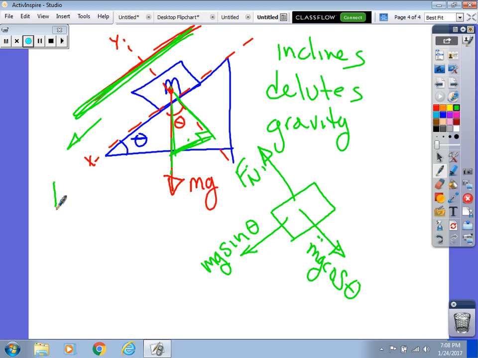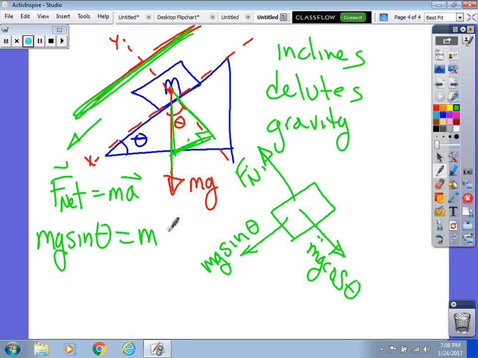So that means F net is equal to ma. I always go back to this equation. Who's winning the tug of war? mg sine theta. By how much? Well, there's no other force, and that's equal to ma. Real quickly, you can see that the m's cancel. It doesn't matter if we're sliding a big box, a little box, a tiny box. The acceleration down that incline is g sine theta.